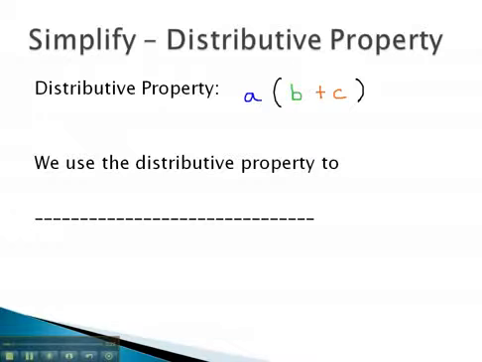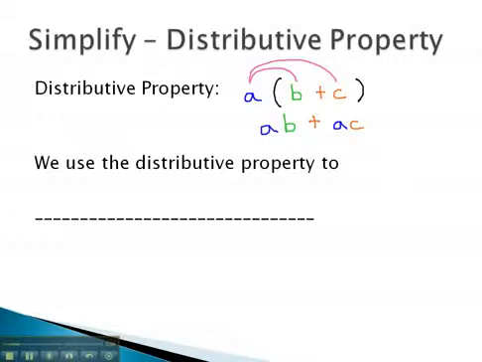What we are allowed to do is take that front number and multiply by what's inside the parentheses, a times the b, and also multiply that a times the other term in the parentheses, giving us positive a times the c.